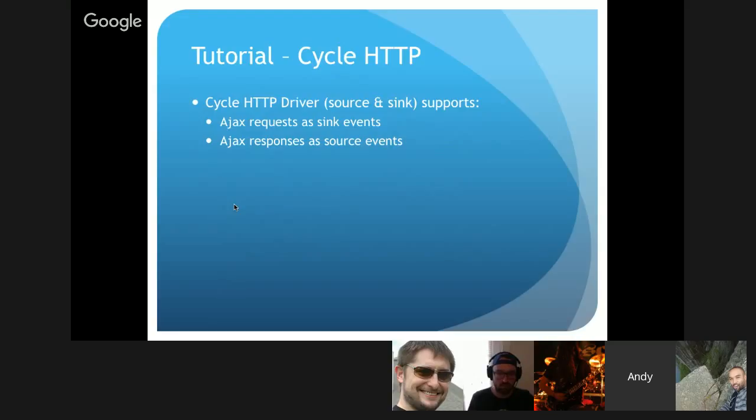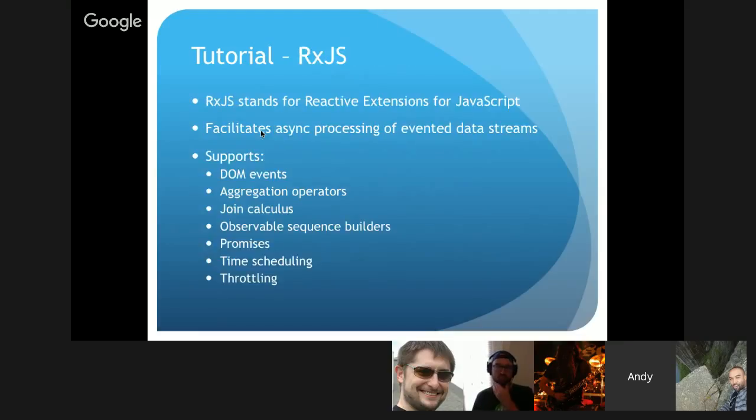Cycle HTTP driver, source and sync support. Ajax. Okay, so this one actually is a sort of source and sync driver. I may have listed it as sync before, but it's actually both, because when you make an Ajax request, that's a sync. You're syncing an output from your function that's saying, okay, in this time slot, like at 12 o'clock, like at noon, whatever, send an Ajax request right now. But then at like 12:01, we get the response. So at a later iteration in time, you get the response as source data instead of sync data. And you'll see that in the example soon.